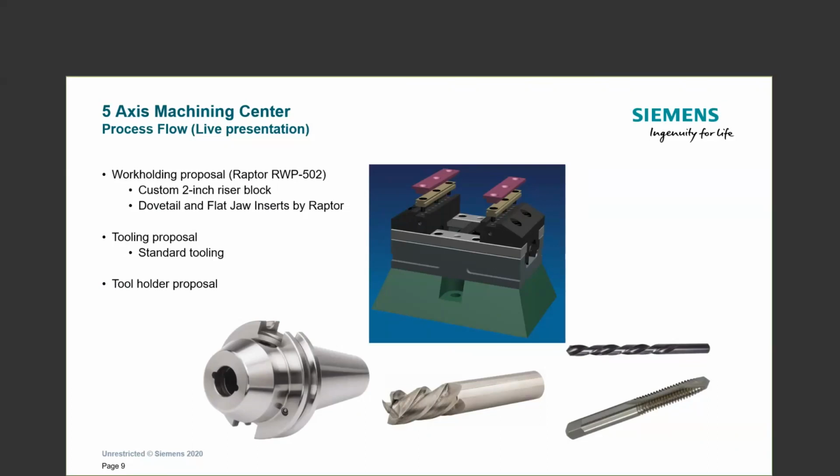Now, for the tooling proposal, this is where it gets nice because we're just using standard tooling. We're using end mills, twist drills, and taps, and that's it. For our tool holder, again, we're basically just using Cat 40 style collet chucks. Okay, pretty straightforward. I would say so.